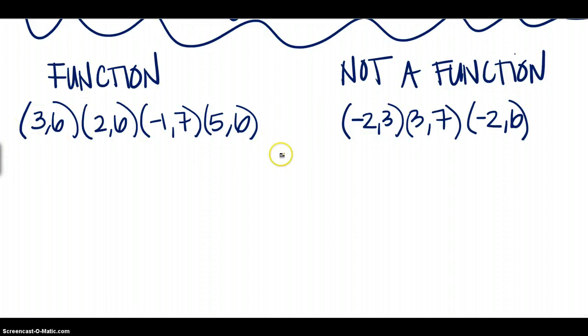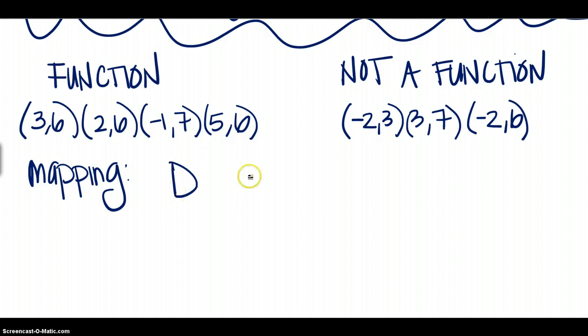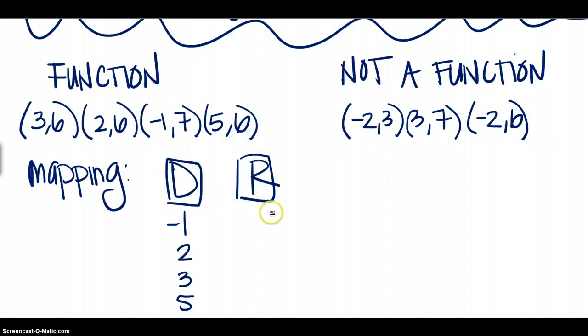So these are coordinate points, right? What makes this a function is if we make a map. So we're going to give you an example of a map. I have the domain and the range. Remember, the domain is the x's. So I'm going to put them in order. So -1 goes first, and then we have 2, and then 3, and then 5. Under my range, it looks like those are my y values. I only have 6, 6, 7, and 6.